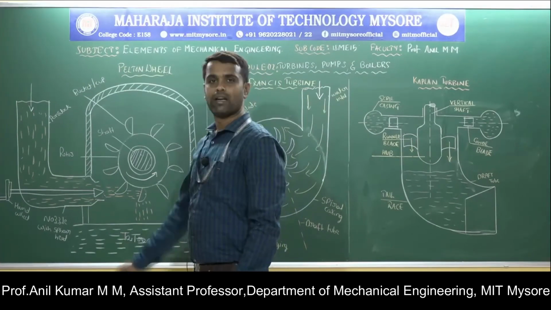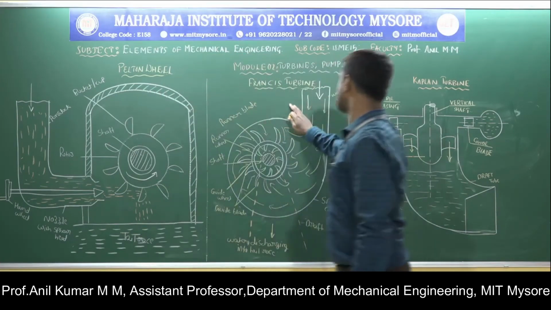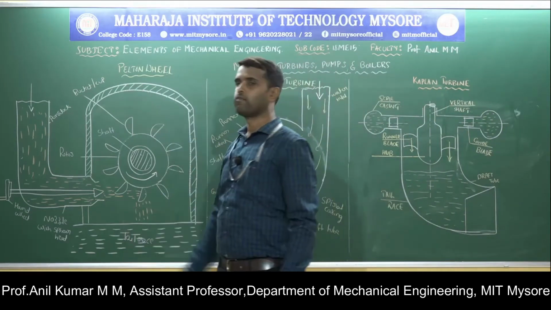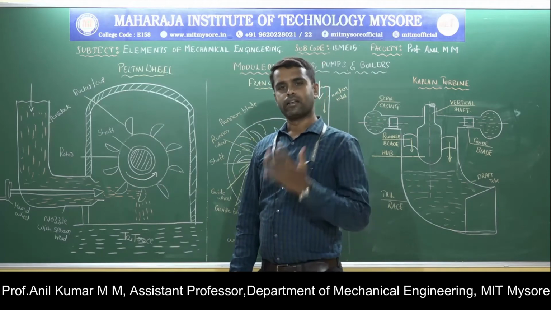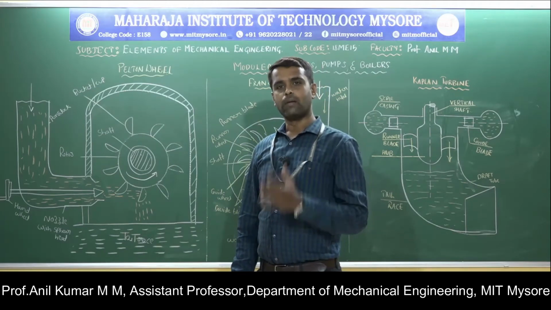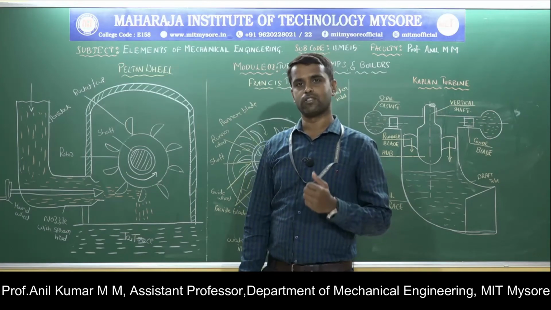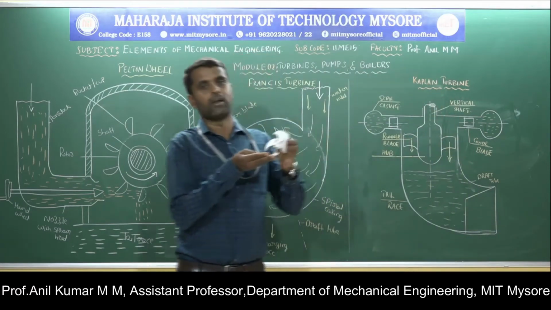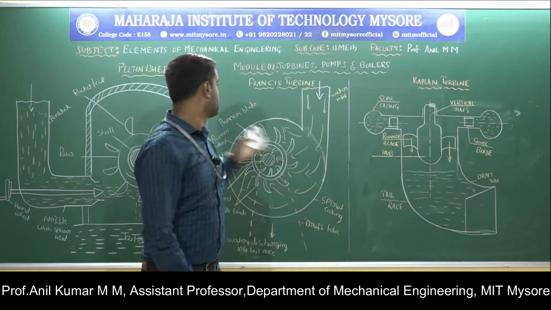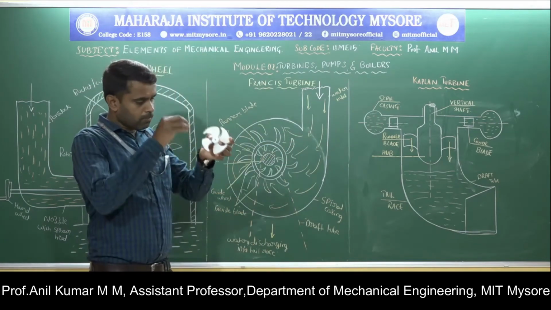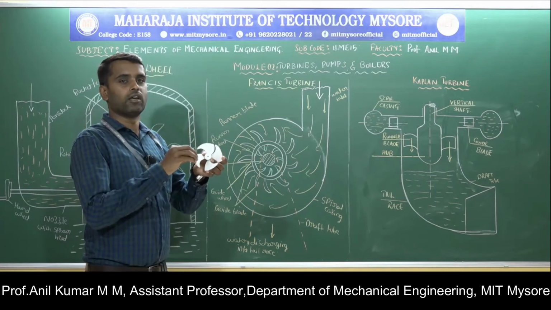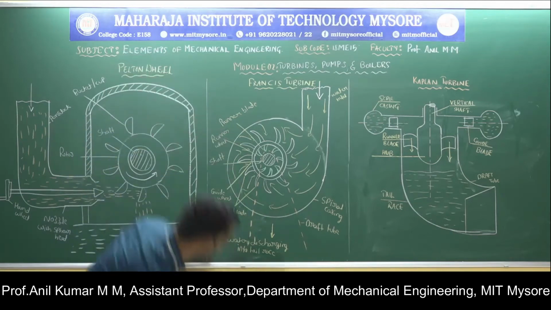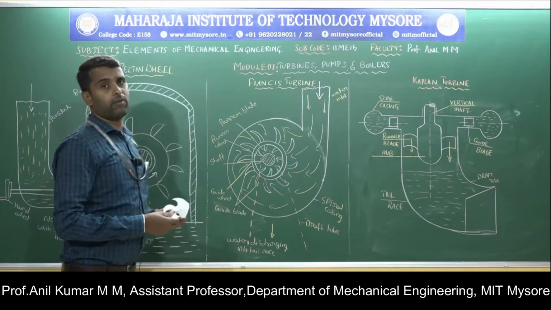Now I will explain the working principle of the Pelton wheel, Francis turbine, and the Kaplan turbine. Now let us discuss one by one. The first one is the Pelton wheel. The Pelton wheel is a tangential flow, high head, impulse water turbine. Tangential flow is nothing but the water strikes the runner blades in the tangential direction. Hence it is named a tangential flow turbine. Impulse means only the impulsive force is acting on the blades, so that's why it is an impulse water turbine, and it requires a high head.